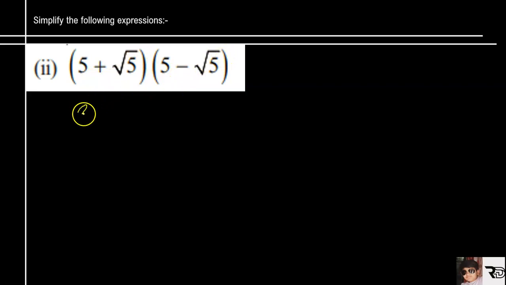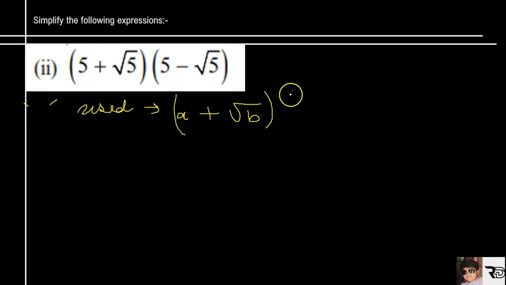So the identity being used over here, I'm writing over here. Identity used is a plus root b times a minus root b gives me a square minus b, because I remember my identity. So this becomes a square minus b.